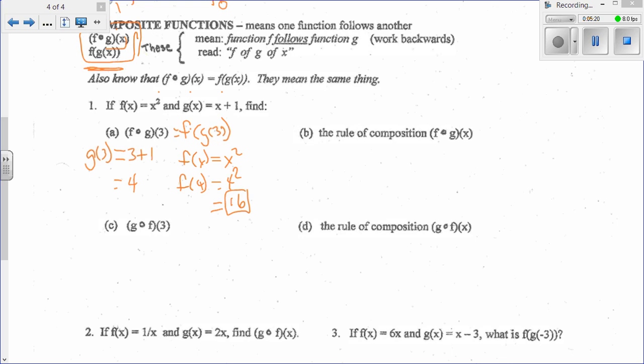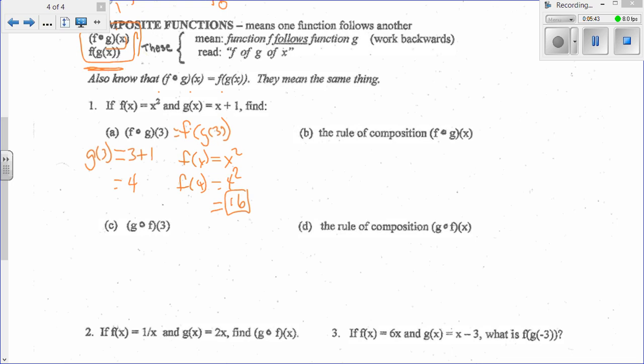So this is different from what you did before. You're using two functions, you substitute into one function, find the answer, and then take your answer to substitute it into the other function. Where before we were always substituting the same value into both functions and finding the new answers.